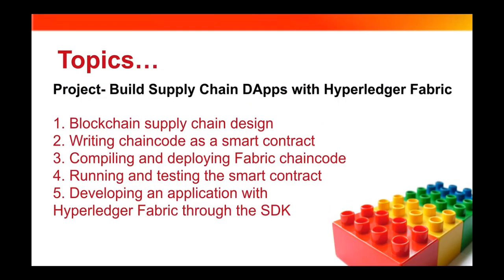We also have an interesting section where we build supply chain distributed application with Hyperledger Fabric. In this section, we will learn how to design the supply chain distributed application that we are going to build with Hyperledger Fabric. We are going to write the chain code and smart contracts. We are going to compile those and we are going to deploy those. Then we are going to run and test the smart contract. With that, we will also develop an application with Hyperledger Fabric through the SDK.